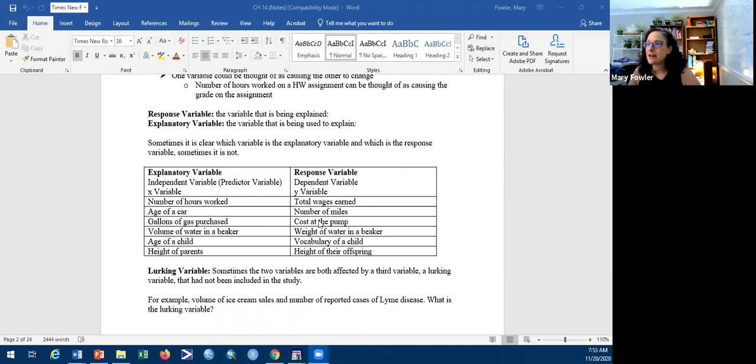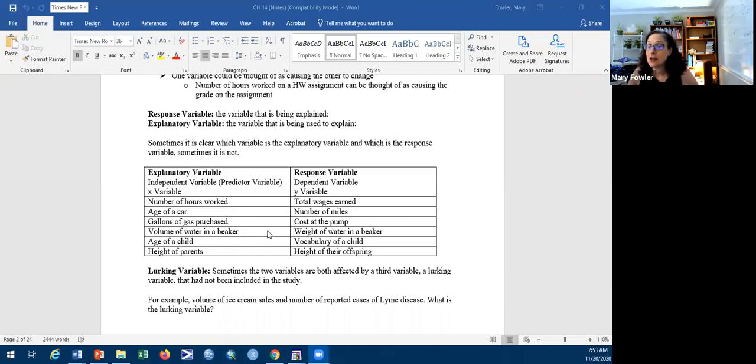Gallons of gas at a single pump. If somebody buys 10 gallons of gas, they have to pay one price. And if you buy 11 gallons of gas, you know exactly how much more you're going to pay. So those are related, really algebraically, right? There's an exact relationship, not a statistical relationship.